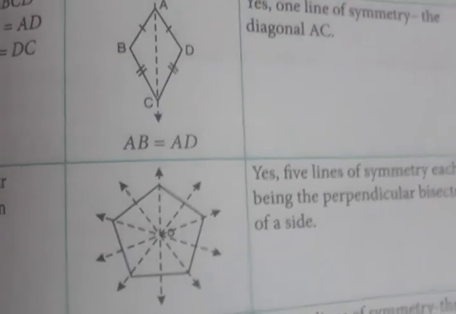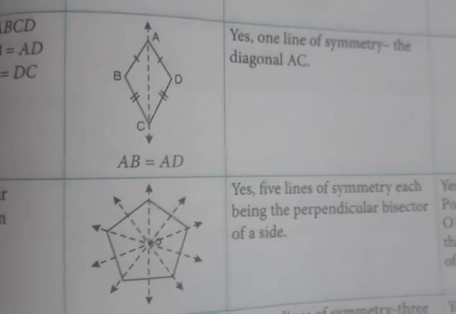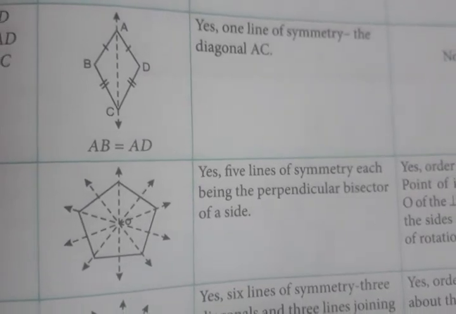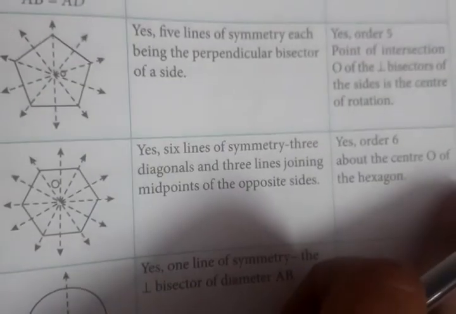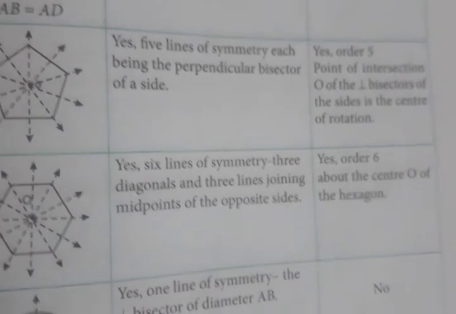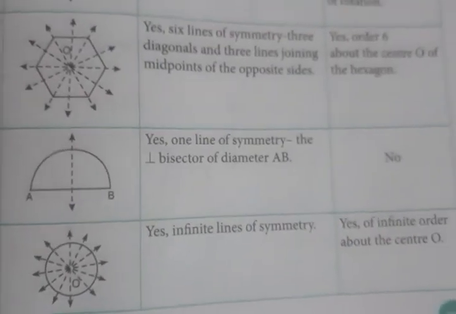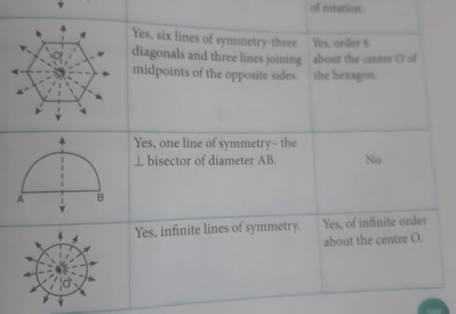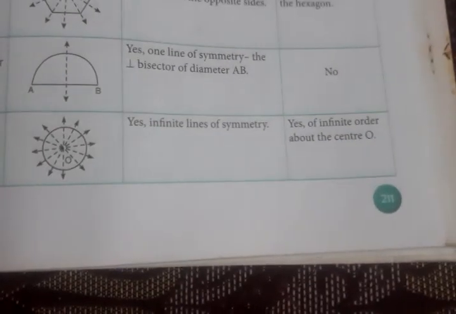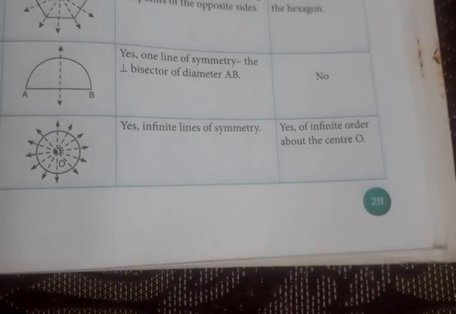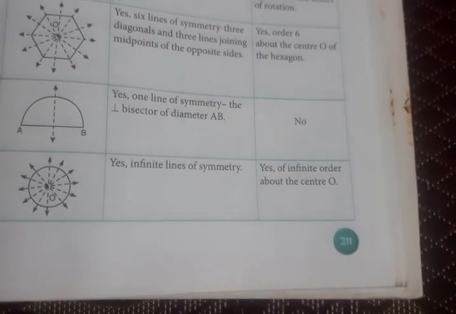Then next, regular pentagon, 5 lines of symmetry, order 5. Then regular hexagon, 6 lines of symmetry, order 6. Semicircle has no rotational symmetry, one line of symmetry. Then next, circle has many lines of symmetry, infinite order about the center O, so infinite rotational symmetry.